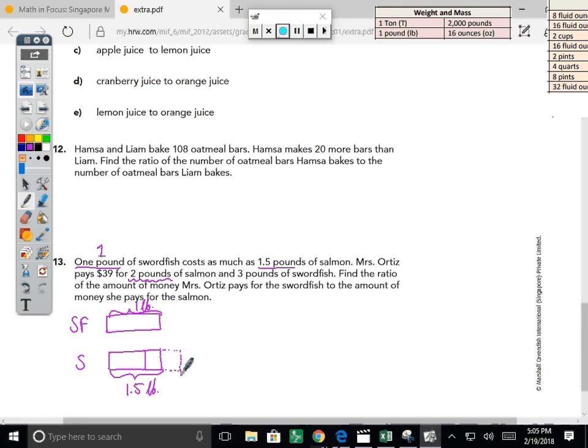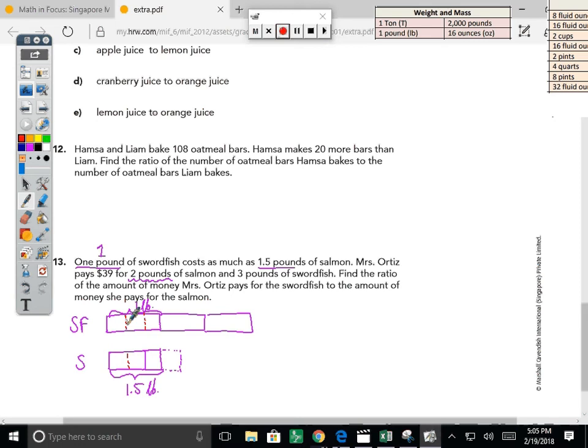Now she needs 3 pounds of swordfish, so I'm going to kind of stretch this 3 pounds out and see how that looks. If I'm drawing these to scale as close as I can, you might notice that in this comparison right here, this 1 whole pound compared to this 1.5 pound could be broken down kind of similarly. If I broke these into halves, 1.5 is the same as 3 halves, isn't it? So I could break this whole bar into the same size pieces.